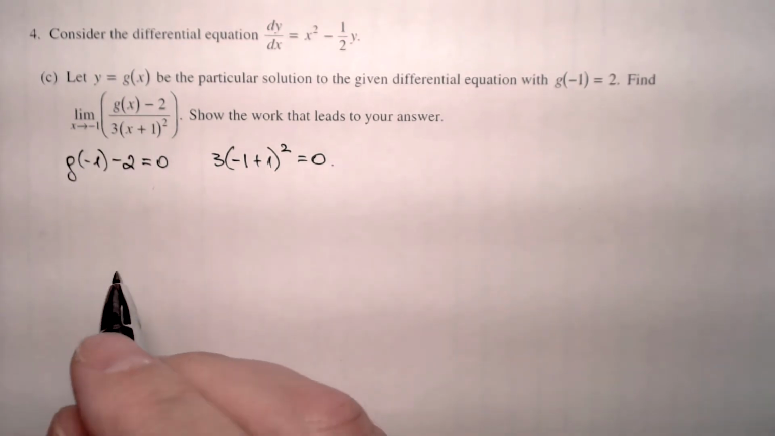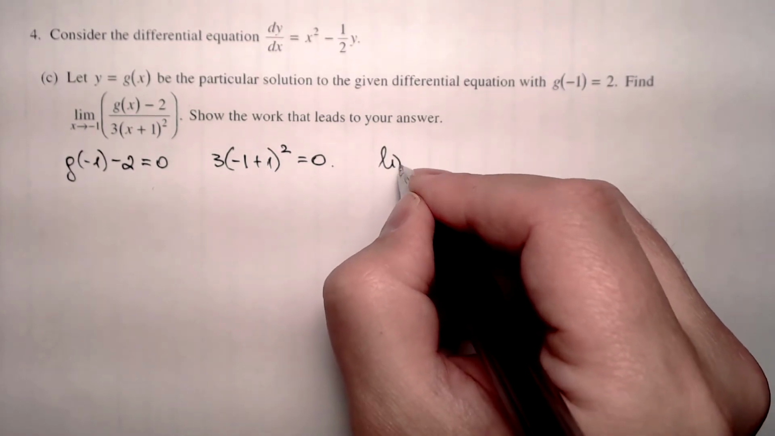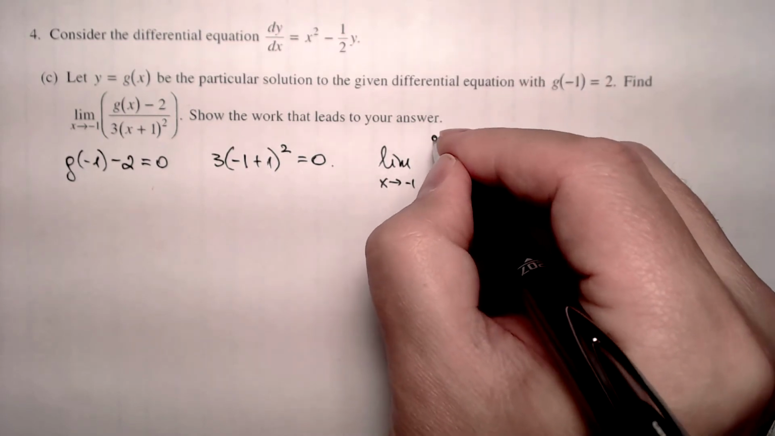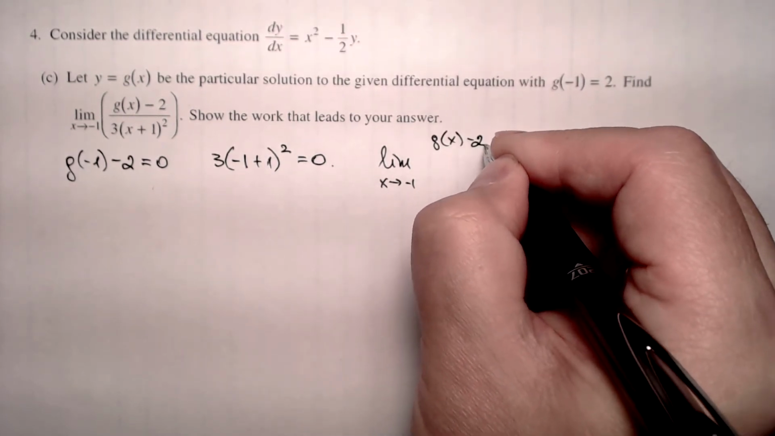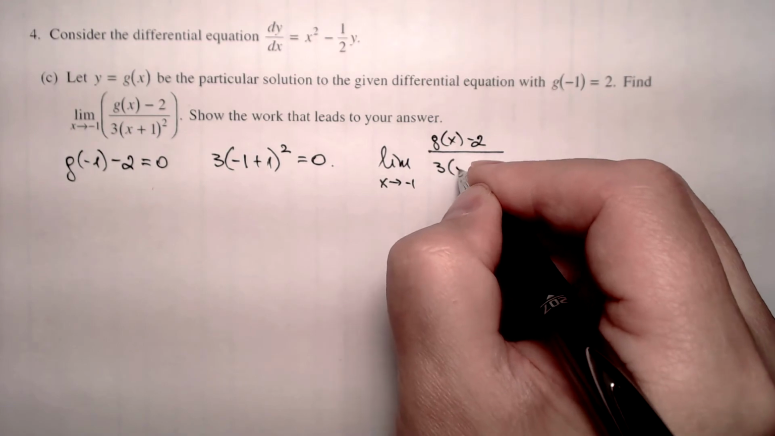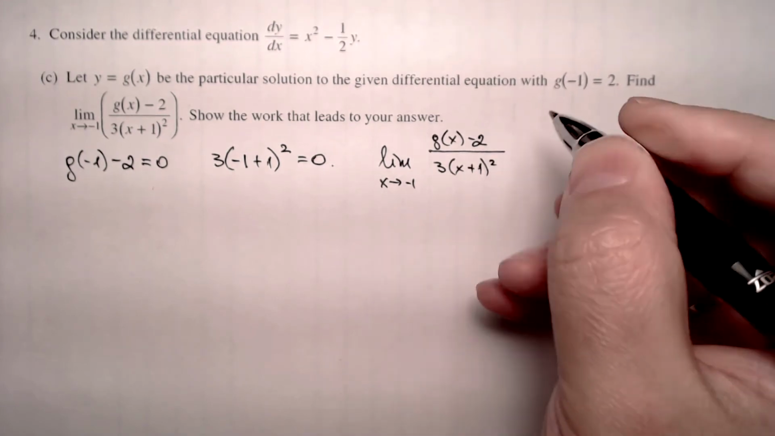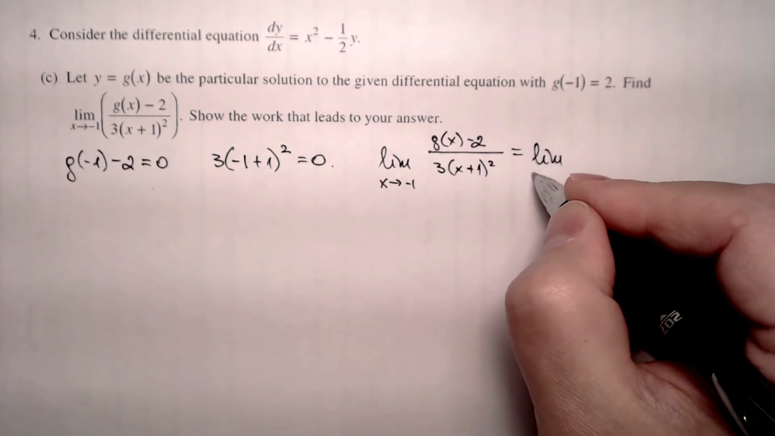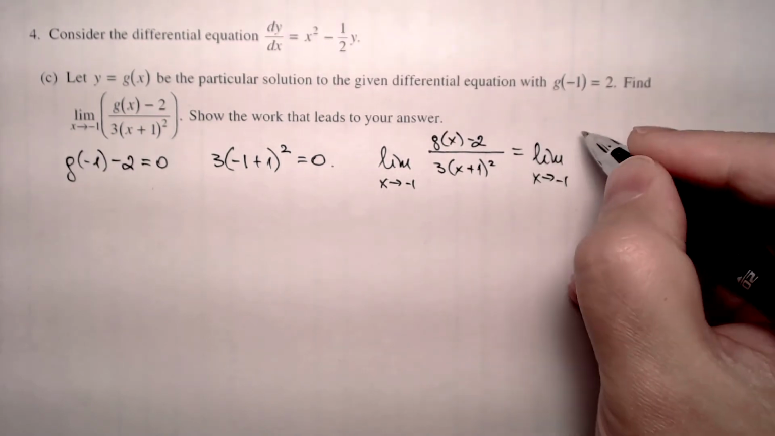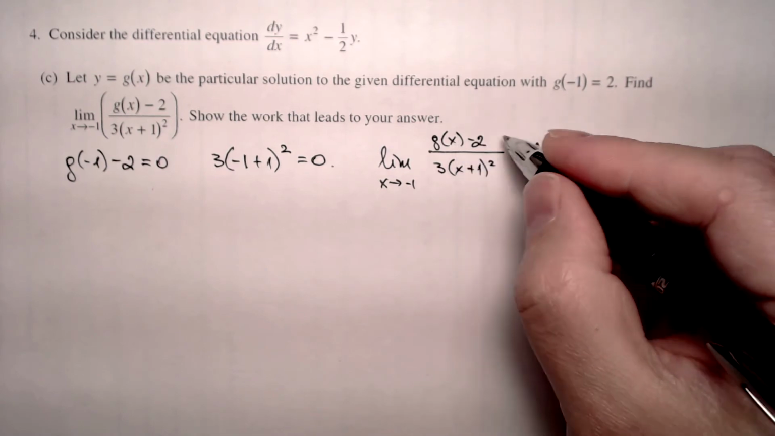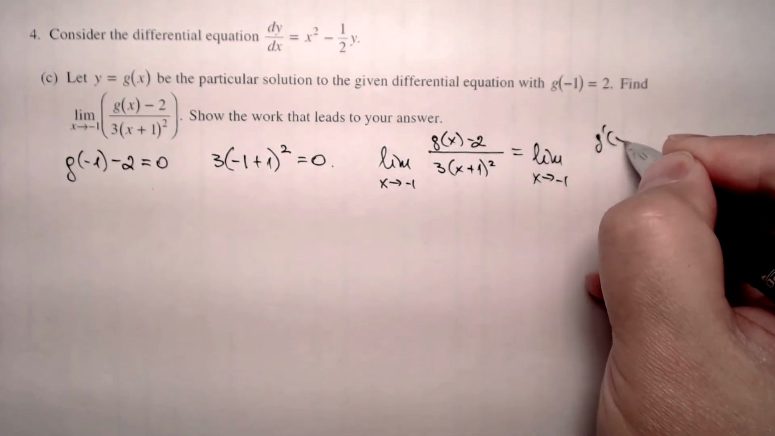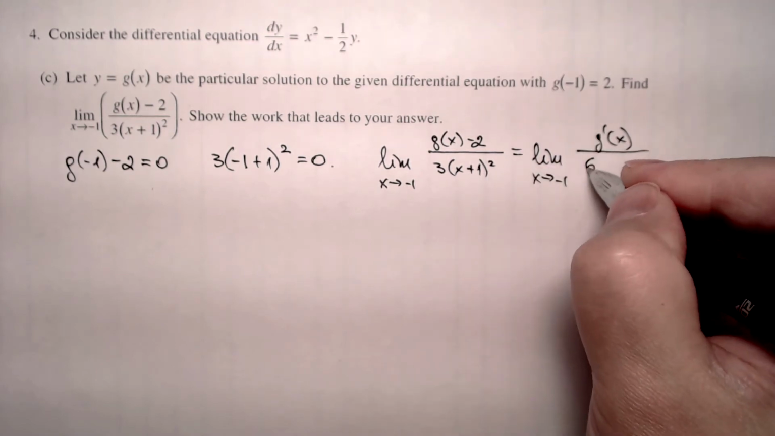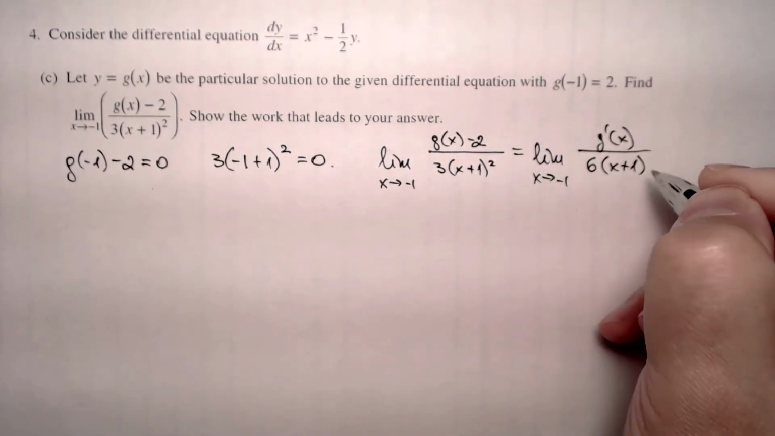Let's use the L'Hopital rule. And so this limit that we have, x goes to -1, g of x minus 2 over 3 times (x plus 1) squared. Let's differentiate numerator and denominator, which will give us limit as x goes to -1. Derivative of the numerator is g prime of x over 3 times 2, 6, times (x plus 1).